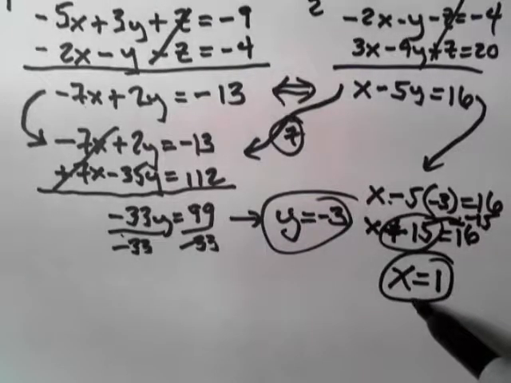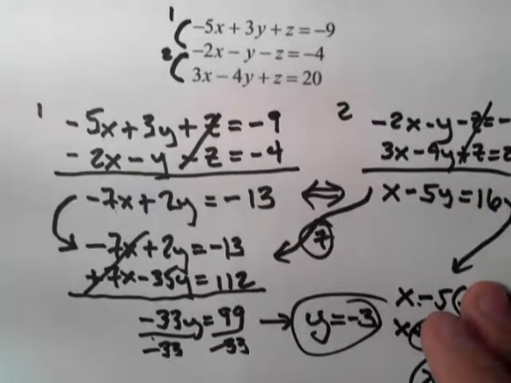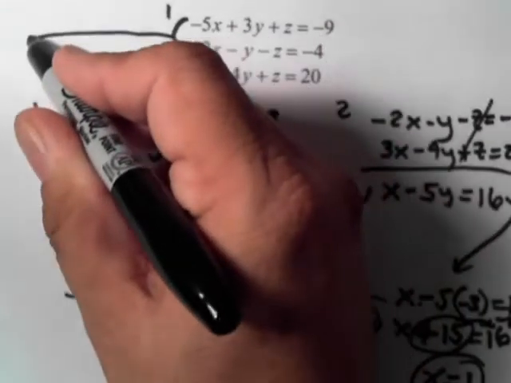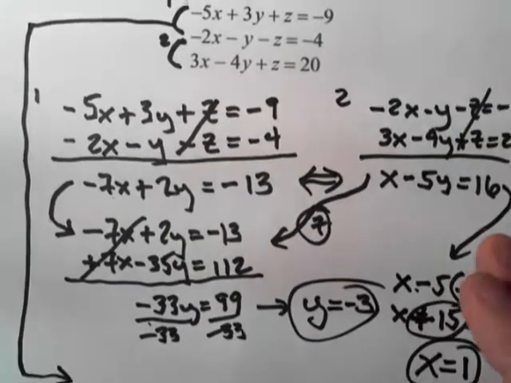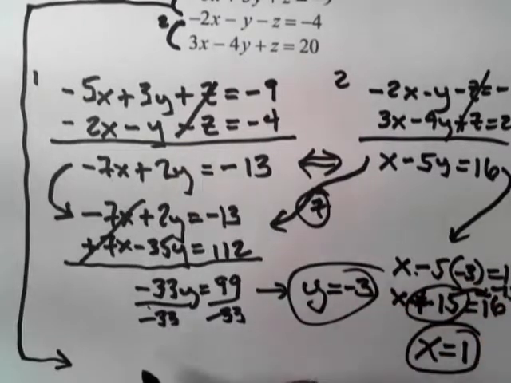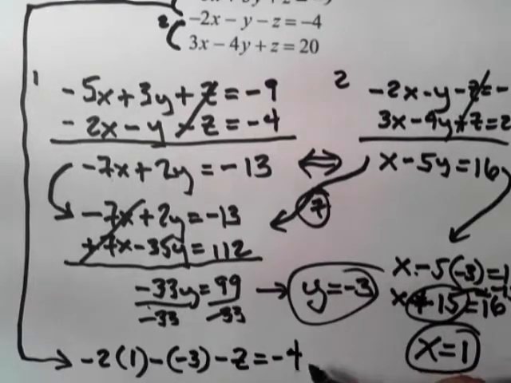So the only thing left to do is go after z, and we can use any of the equations that we started with up here. Let's see, which one looks like it has the lower numbers? Maybe the one in the middle here. You can use any one of these, so you'll get the same answer as long as you don't make any mistakes. So let's write this down, and we'll plug in x and y as we go along. Negative 2 times x, which is 1, minus y, and y is negative 3, minus z equals negative 4.